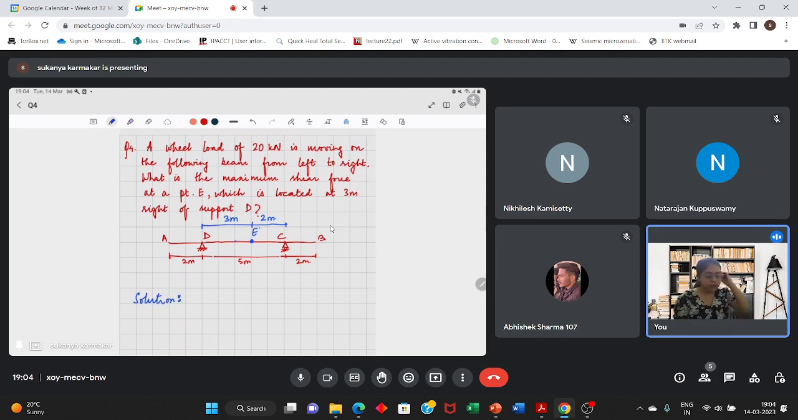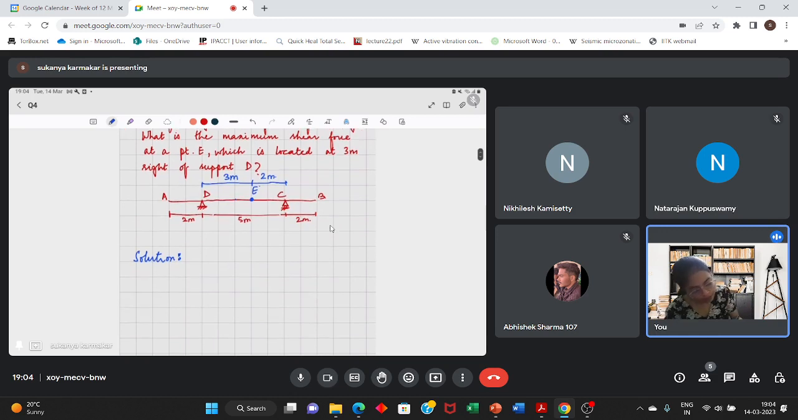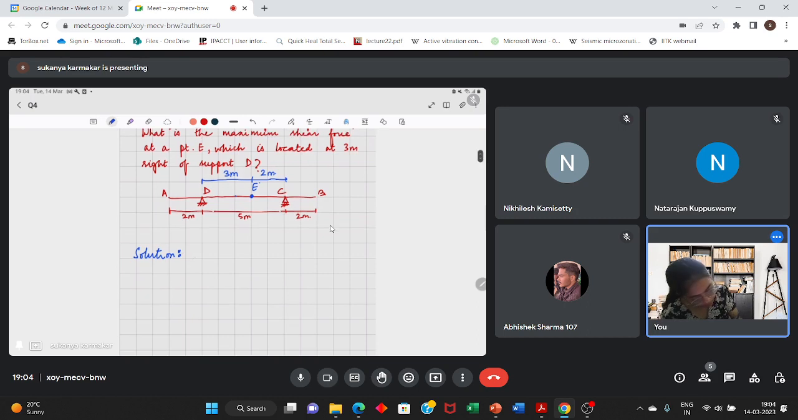How will you draw the influence line for this? I will use the Mueller-Breslau principle.